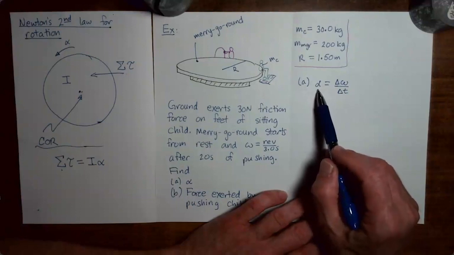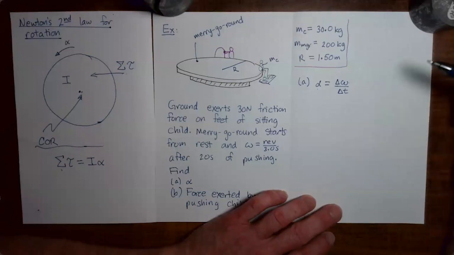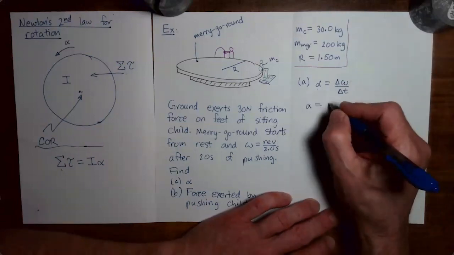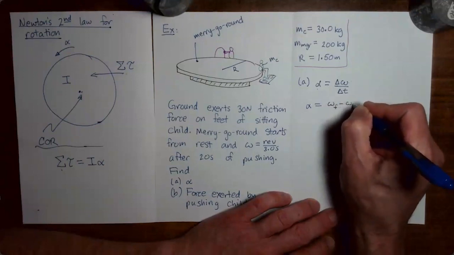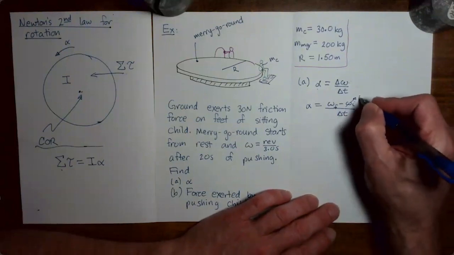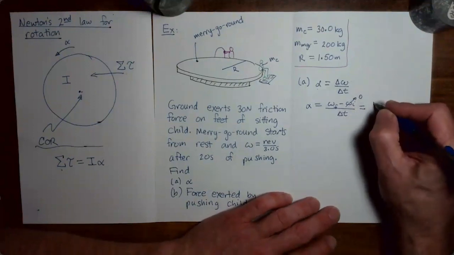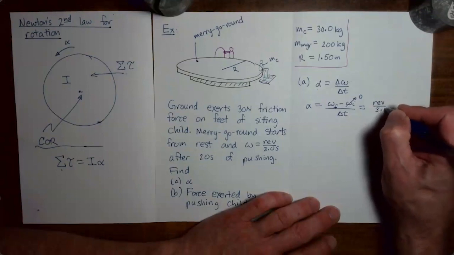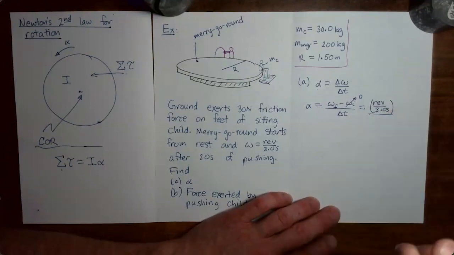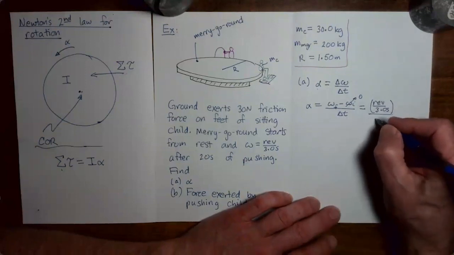Let's start by finding the angular acceleration. If we assume that the angular acceleration is constant, then we can write that the angular acceleration is equal to the change in angular velocity divided by the time interval. Let's write that change in angular velocity is final angular velocity minus initial angular velocity. The merry-go-round started from rest, so the initial angular velocity was 0. The final angular velocity was 1 revolution per 3 seconds. And the change in angular velocity from 0 up to 1 revolution per 3 seconds took 20 seconds.